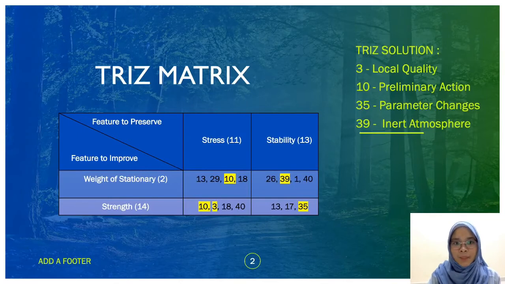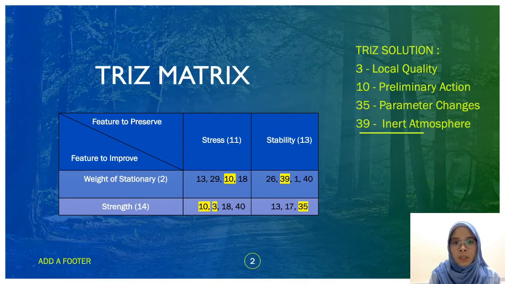For the TRIZ matrix, 2 parameters each are chosen for the improving feature and the preserving feature. For the improving parameter, the features chosen are the weight of stationary object and strength, while for the preserving parameter, the features are stress and stability. Using the TRIZ matrix, there are 4 solutions chosen.